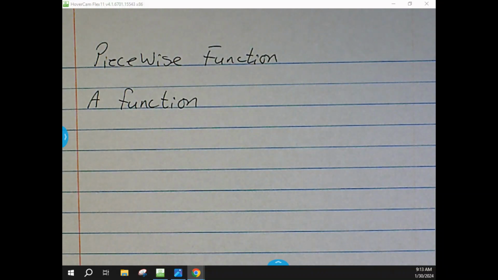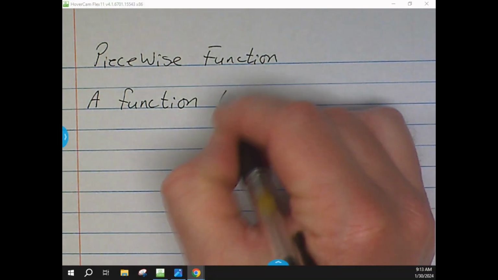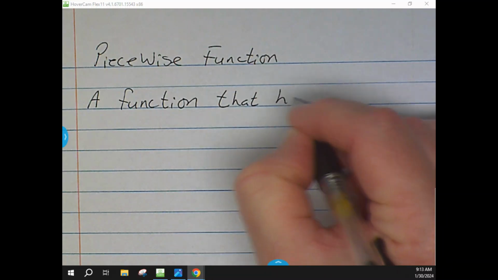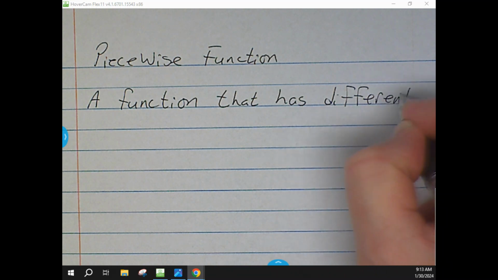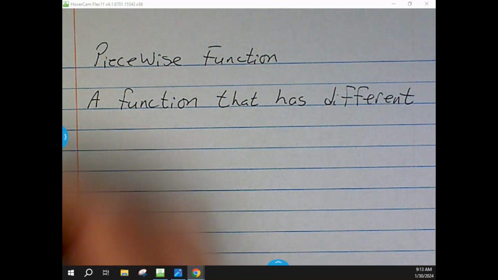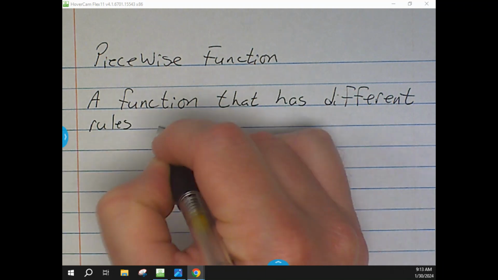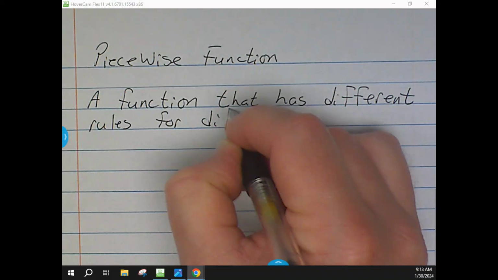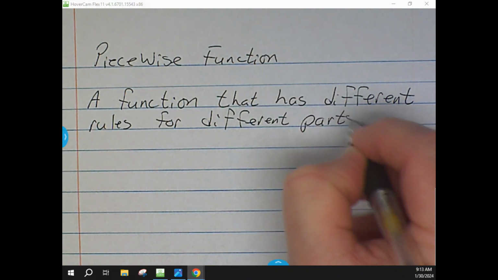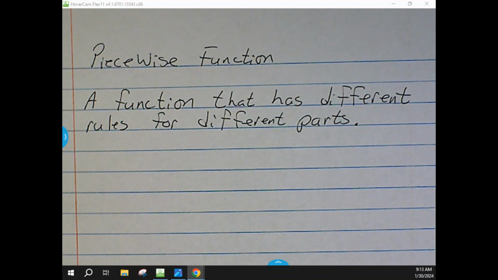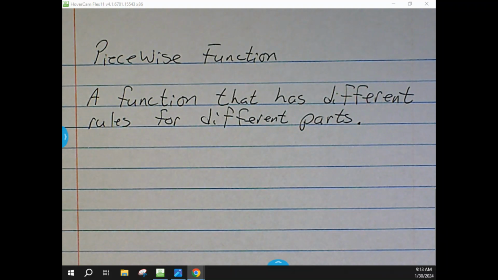It's a function that's made up of different pieces. So it's just a function that has different rules for different parts. Kind of like when you get your driver's license. When you turn 15, you can drive as long as there's an adult in the car who's got a driver's license, and you've got to stay that way for a while.